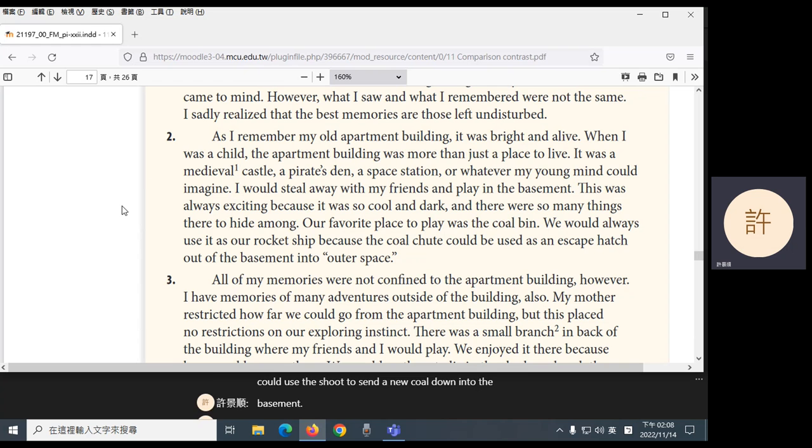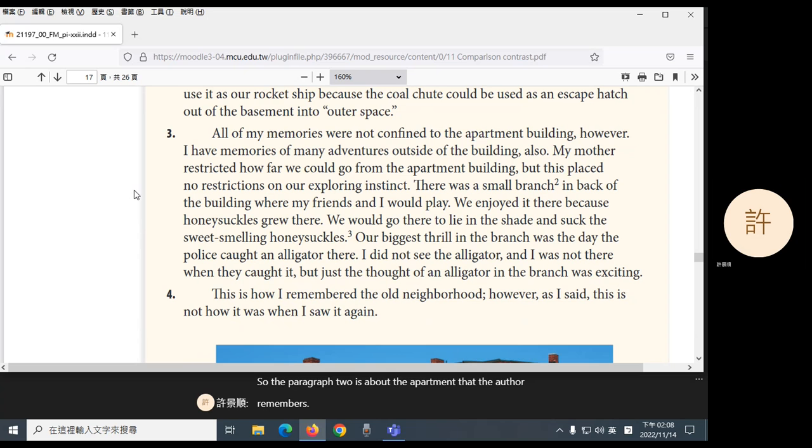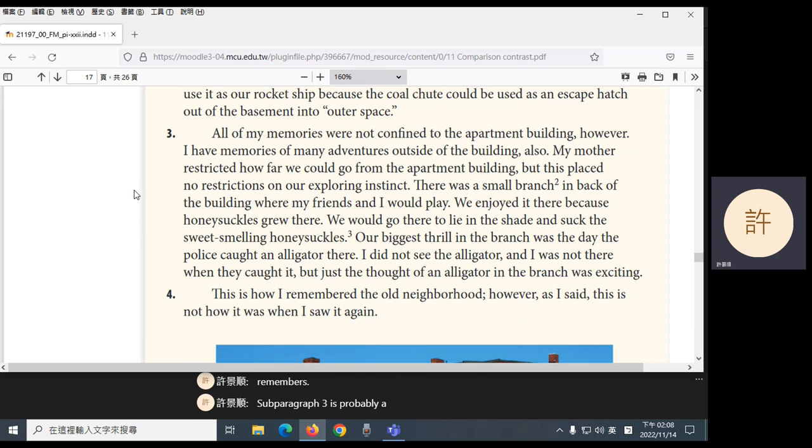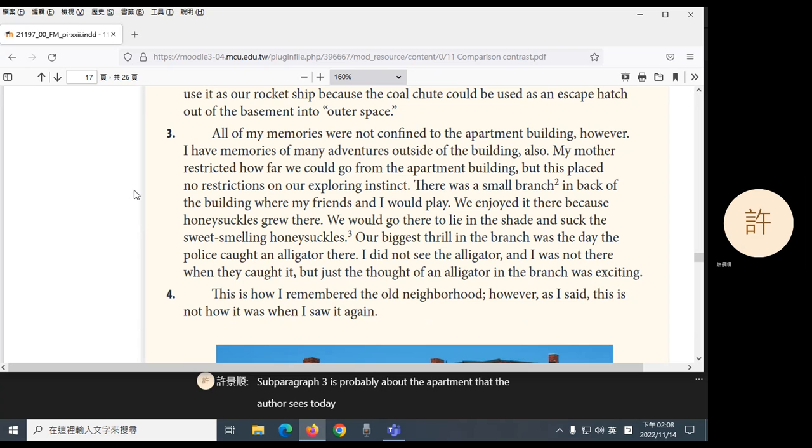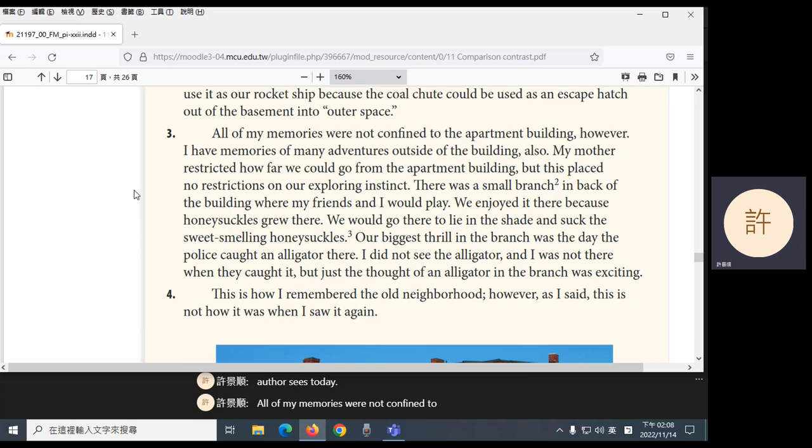So paragraph two is about the apartment that the author remembers. So paragraph three is probably about the apartment that the author sees today. All of my memories were not confined to the apartment building, however. Ah, so I was wrong. So it looks like this essay will be about memory first and then the reality today second. So we're continuing with the memories. Not confined to the apartment building. I have memories of many adventures outside of the building also.